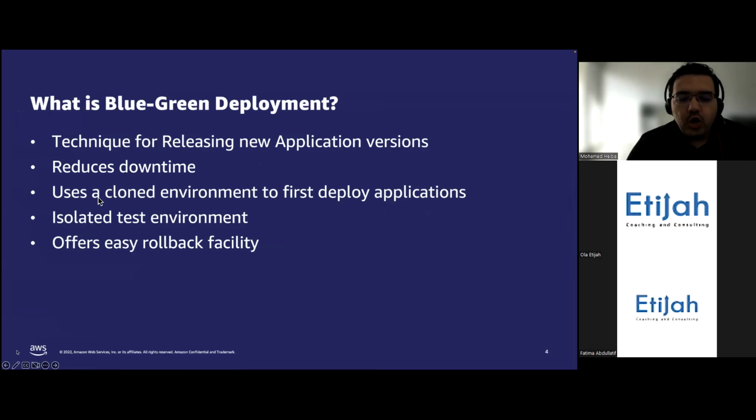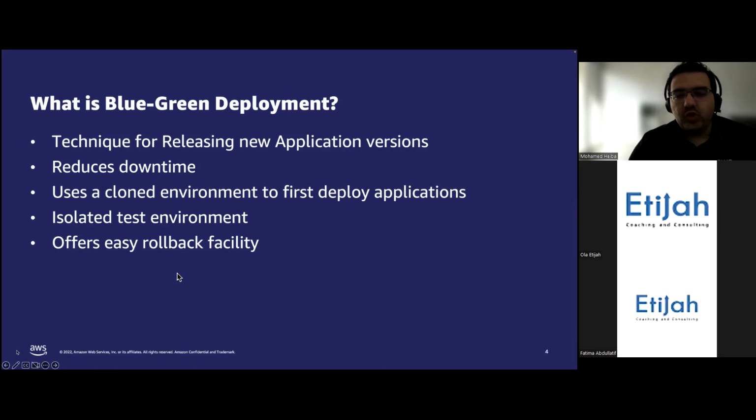Right? You use a cloned environment. As I showed you, version 2 is a clone of version 1. It's a cloned infrastructure. Obviously, the software is different because it's a new version, but the infrastructure is the same. So you use a cloned environment to first deploy the application, and it's an isolated test environment. If I want to test things before I start directing my users to version 2, I can test things first on version 2 before I direct users, and even if a problem happens, I can redirect users back to version 1.